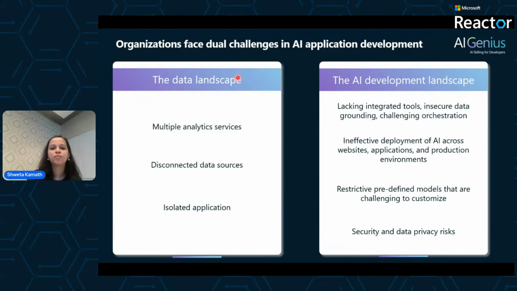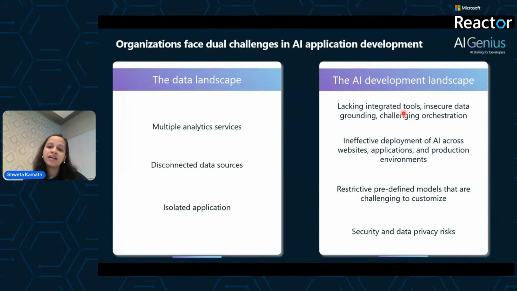Let's start with the left side. If you see the data landscape as of today, it is very common to see multiple analytics services in the current ecosystem. The data sources are very disconnected. We typically see some data sources on-prem, and also some on cloud and multi-cloud. So data is situated at multiple places. Then there are a lot of isolated applications. Not all data is situated in one place, which makes it very difficult to execute anything, including an AI use case.